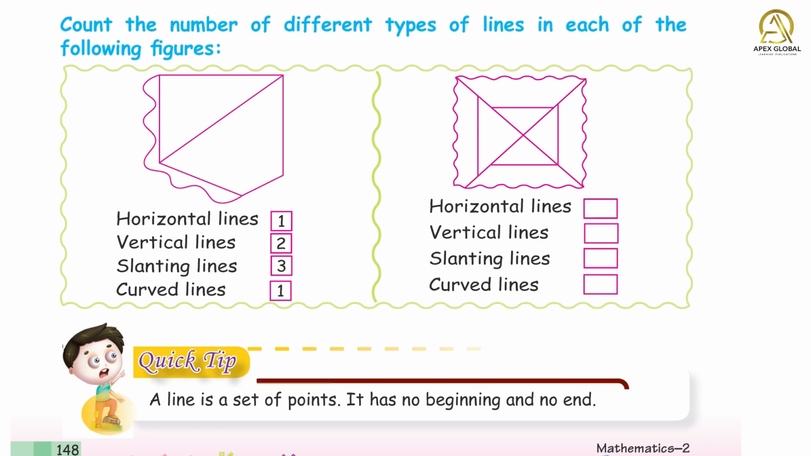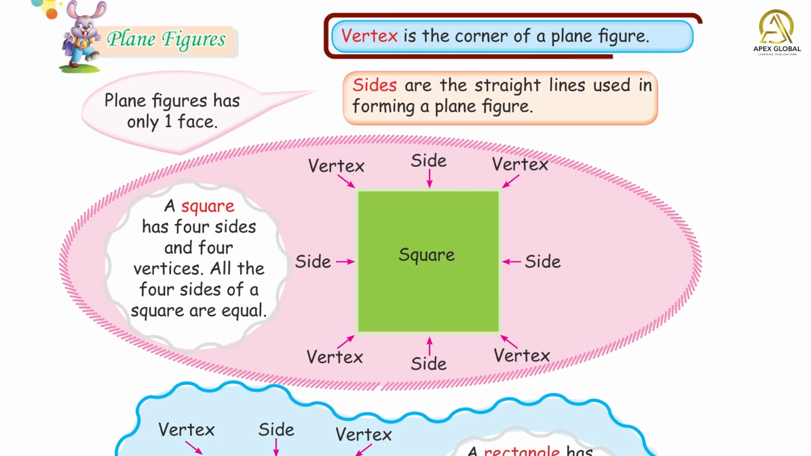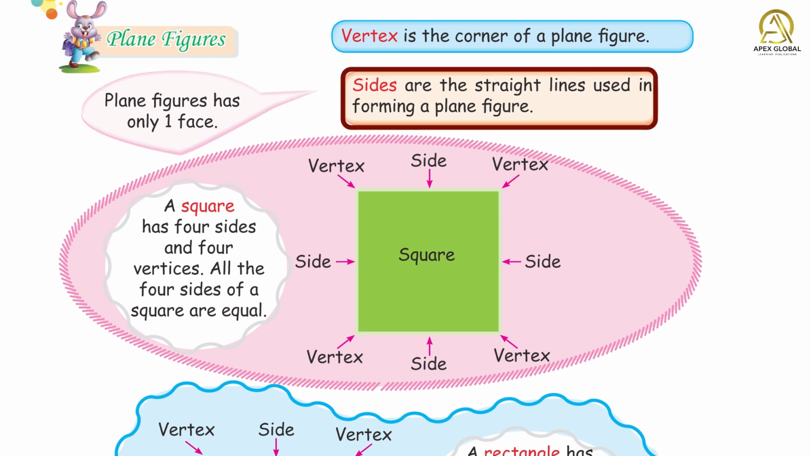Quick tip: a line is a set of points. It has no beginning and no end. Plane figures. Vertex is the corner of a plane figure. A plane figure has only one face. Sides are the straight lines used in forming a plane figure.